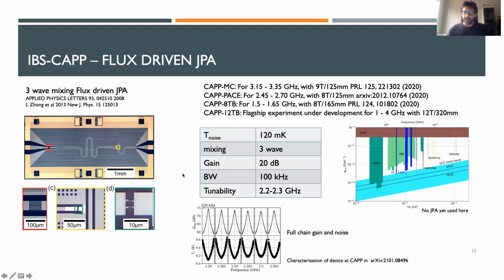Another, as I said, large laboratory is in South Korea, IBS CAPP, and they are working on 4 different haloscopes. You see the names here, that work at different frequencies with different magnetic fields and slightly different technologies. They already had nice results reaching the QCD band, and they started an R&D, a characterization of a parametric amplifier. You see the picture here. This is a 3-wave mixing amplifier, in which you have a transmission line terminated by a DC SQUID, and with the flux on the other side, you pump the signal. So again, they reach almost the quantum limit at 2 gigahertz with a 20 dB gain.